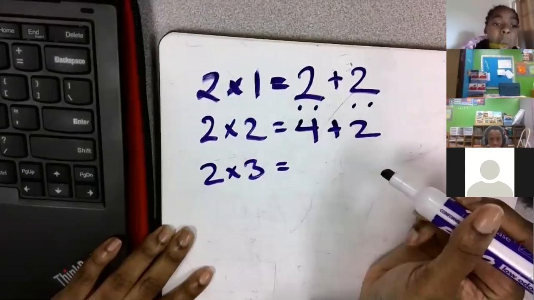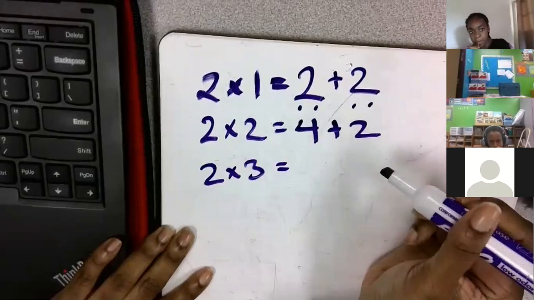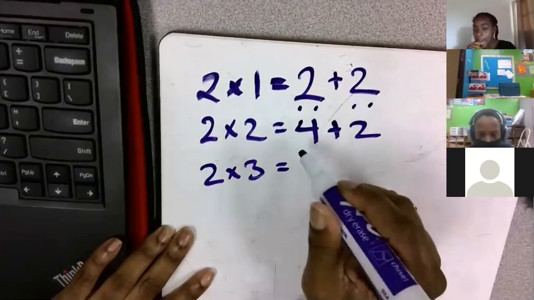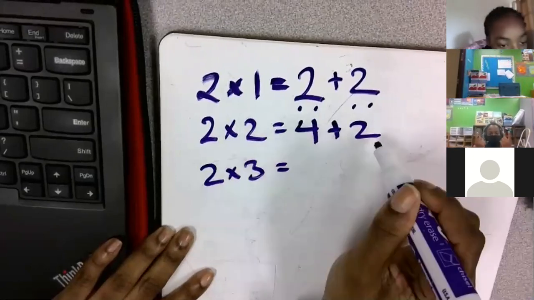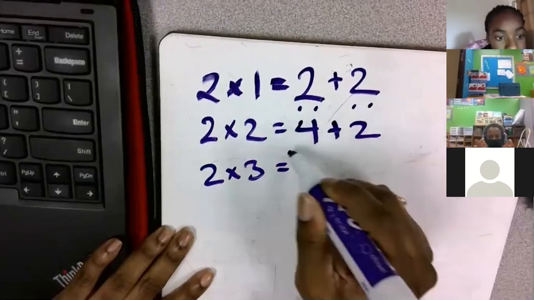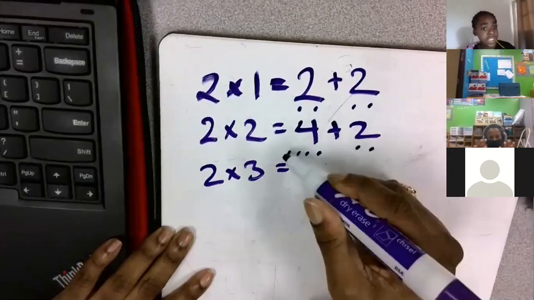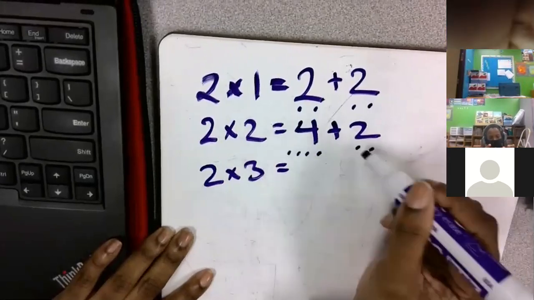Okay, use your finger. Look, make your dots. You got 4 on one hand and 2 on the other. 1, 2, 3, 4 fingers, and 2 on the other. 1, 2. So that's 1, 2, 3, 4, 5, 6.